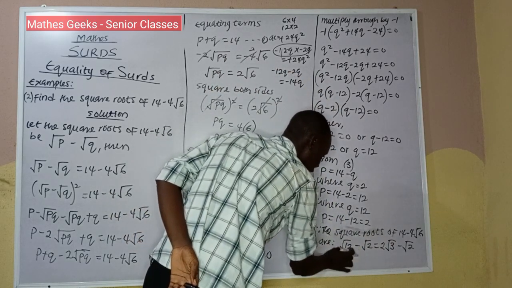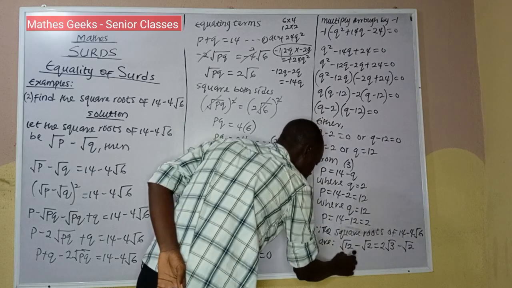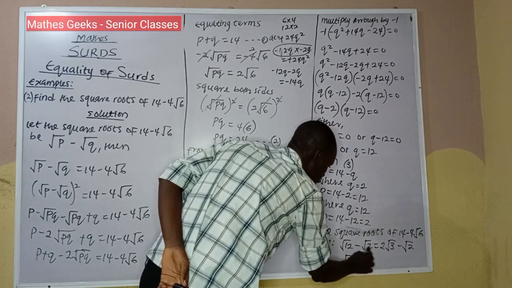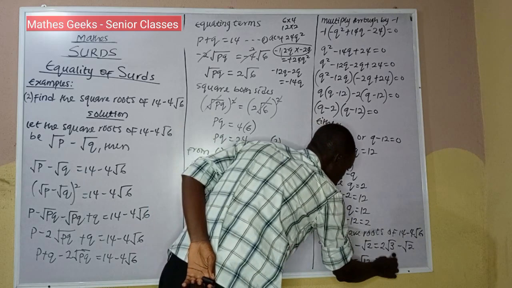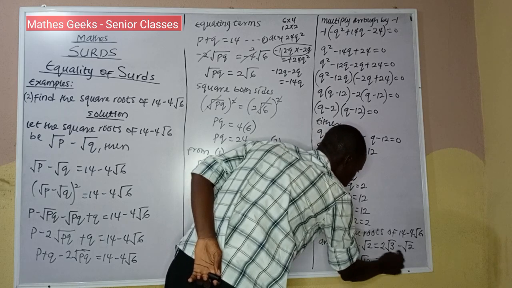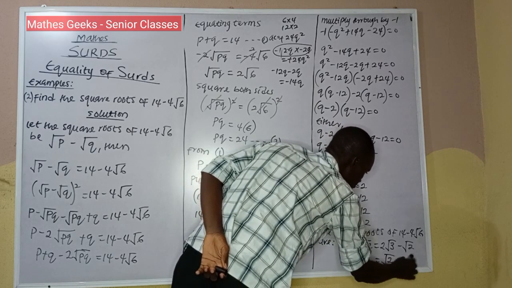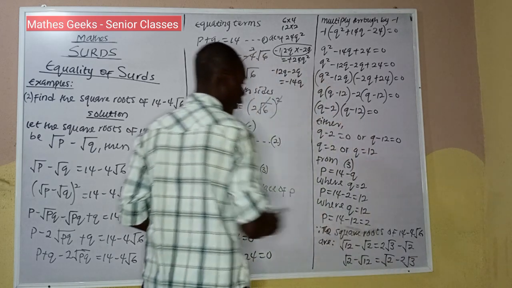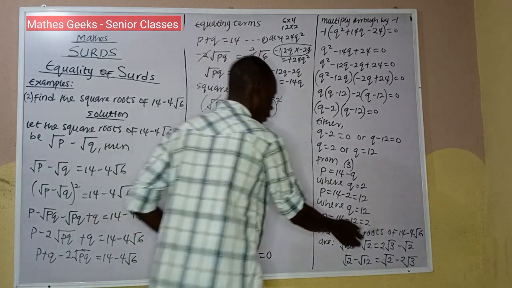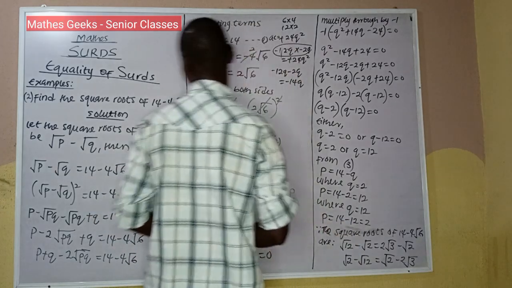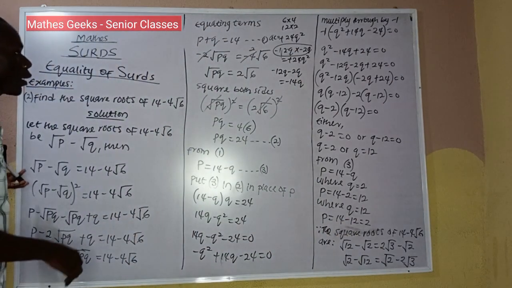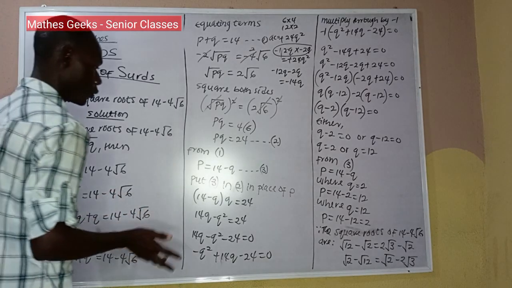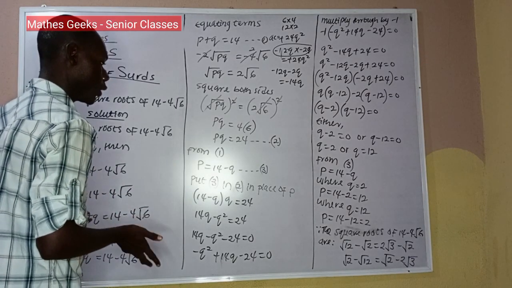And remember this is equal to this, so the other root will be root 2 minus root 12, which is equal to root 2 minus 2 root 3. So either of them will give you, so this is correct. In simple terms, it's simply root 2 minus root 12, twice.